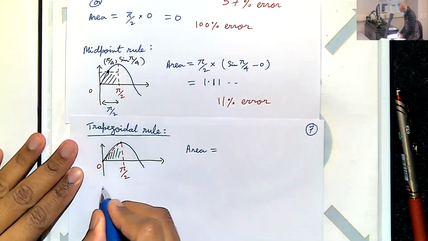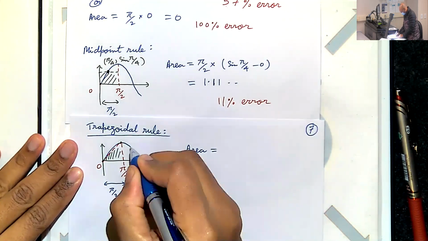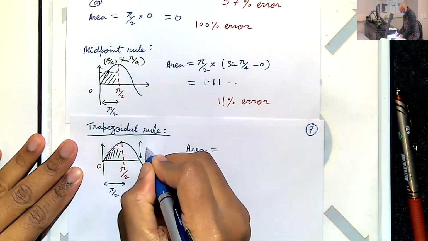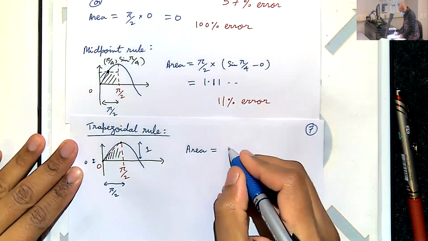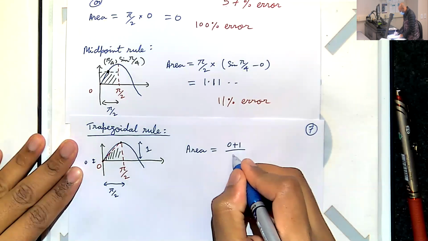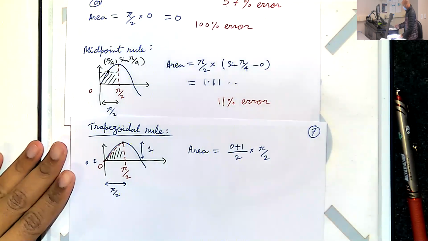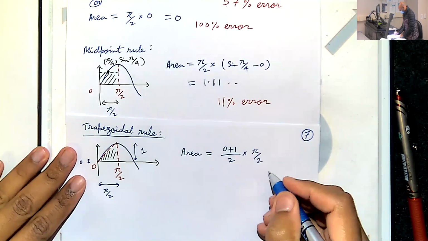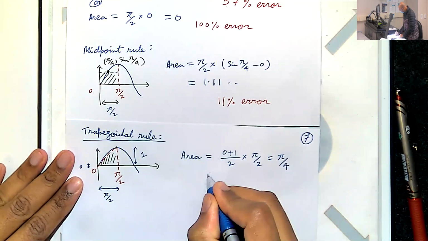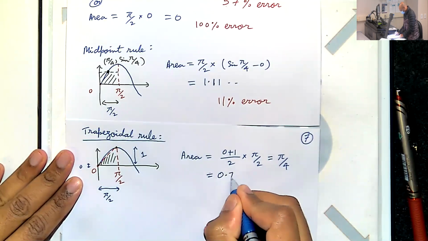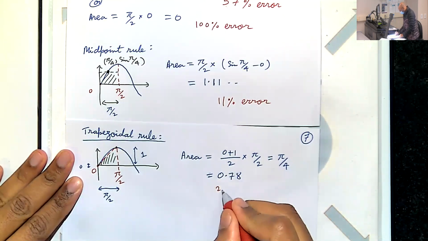So the width is pi/2. This height is 1 unit, and this height is 0 units. For a trapezoid, we know it's (0 plus 1)/2 times the width, which is pi/2. And we get pi/4, which is 0.78 something. So here we get a 22% error.